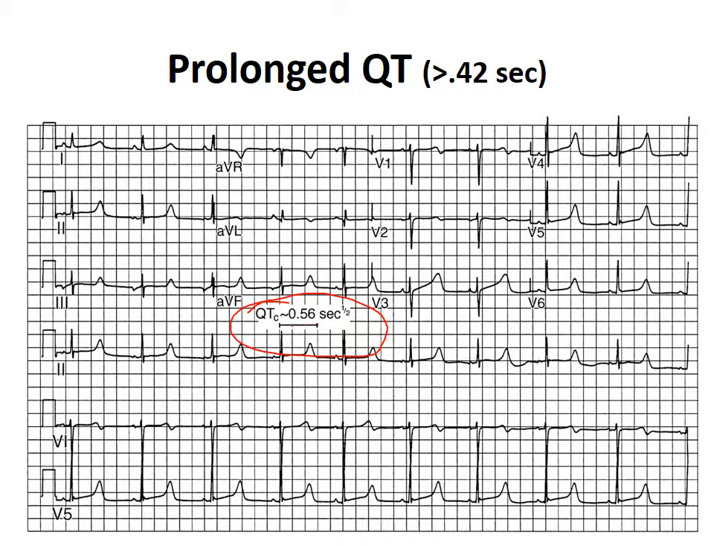Each big box is 0.2 seconds, right? So 3 big boxes, 0.2, 0.6. And they calculated it out to be exactly 0.56. It's greater than 0.42, greater than 2 big boxes. Therefore, it's a prolonged QT. Then you got to think hypokalemia, hypercalcemia, digoxin toxicity, or some other drug causing this, right?